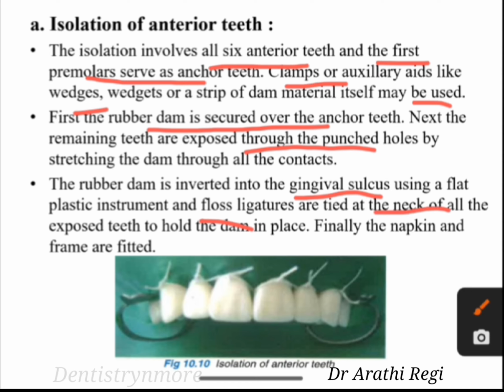So here you can see the isolation of the anterior teeth. The premolar is used as the anchor tooth, and following this the anterior teeth are tied by using dental floss. And finally napkin and frame are fitted.